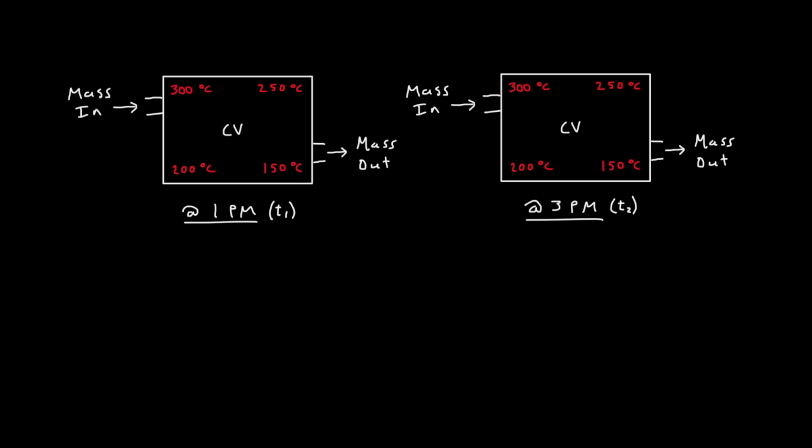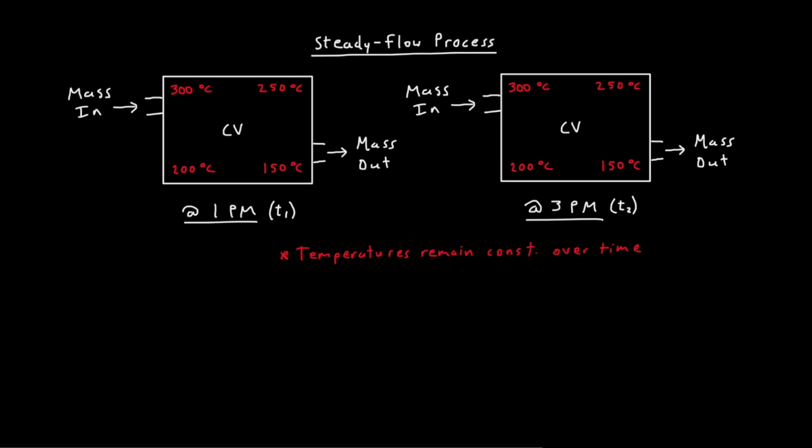And now, just to make this a bit more clear, I went in and copied the previous diagram onto here and basically copied it over again to show the system at the two different states or times, one being at 1 p.m. and the other at 3 p.m., where we can more easily see that the temperatures remain constant over time, while they vary with position inside the control volume. So hopefully this gives you a helpful depiction of a steady flow process.